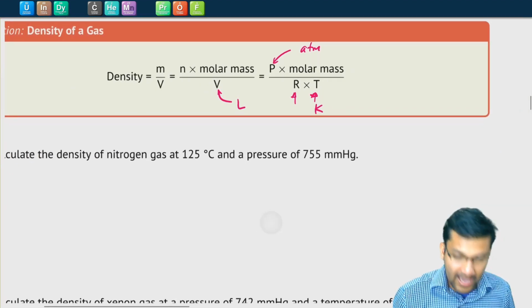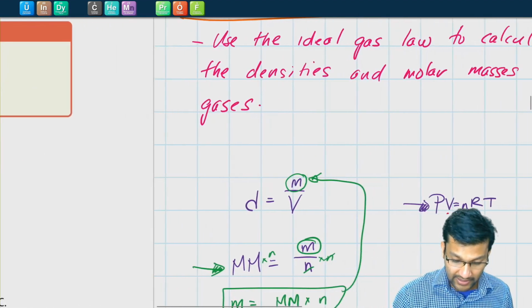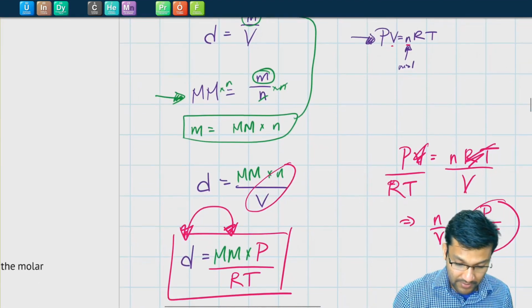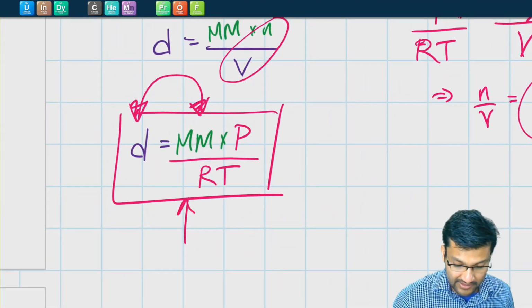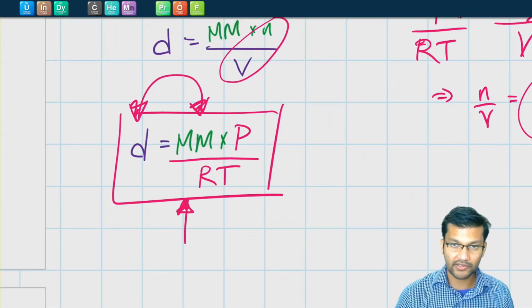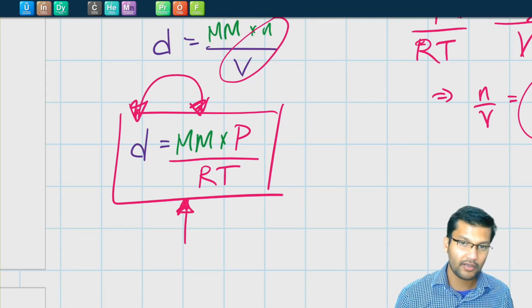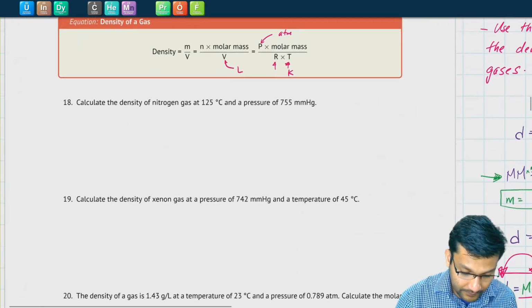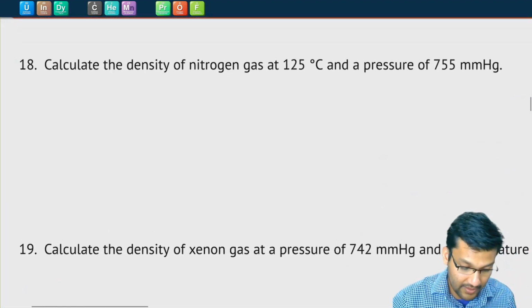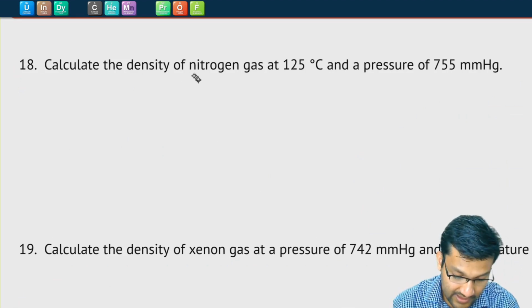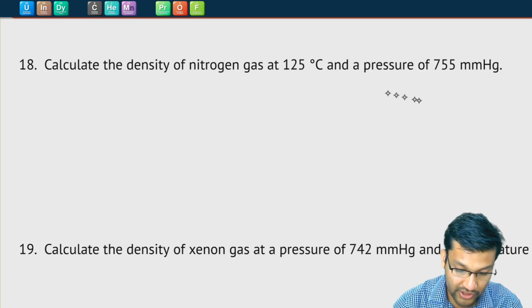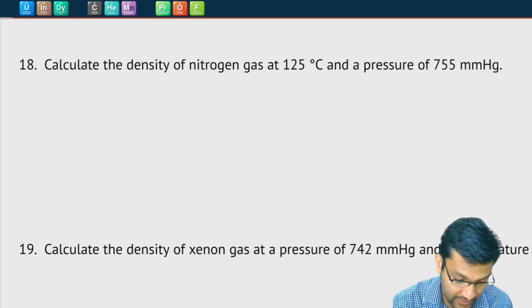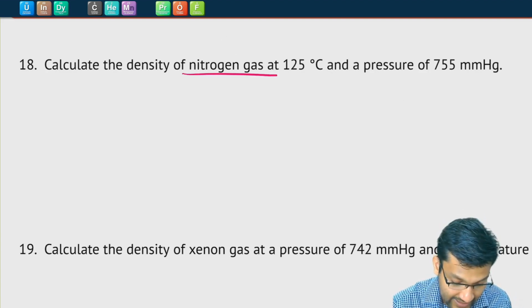Now that we have a way to talk about the density of a gas and the molar mass of a gas, all from the ideal gas law equation, the rest of it, in problem solving, is just trying to apply this equation to various situations. Let's look at an example of that. Let's look at number 18. Here it's asking us to calculate the density of nitrogen gas at 125 degrees Celsius and a pressure of 755 millimeters of mercury. So first, we're dealing with nitrogen gas.